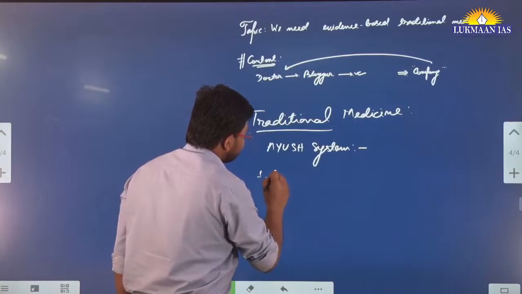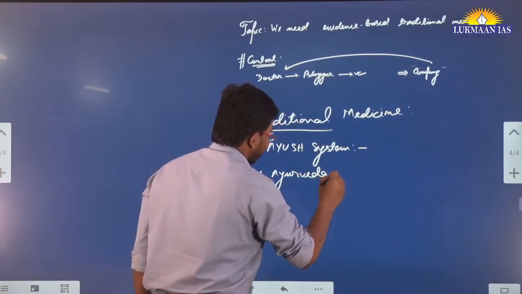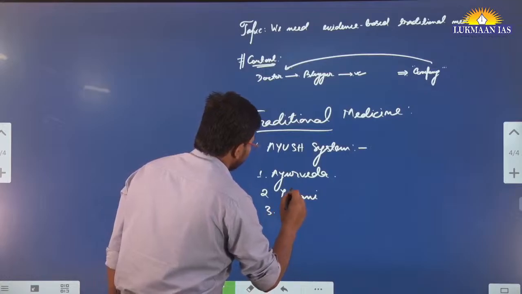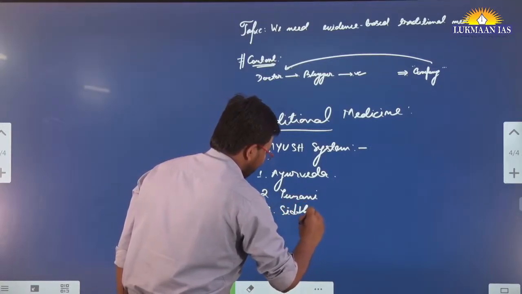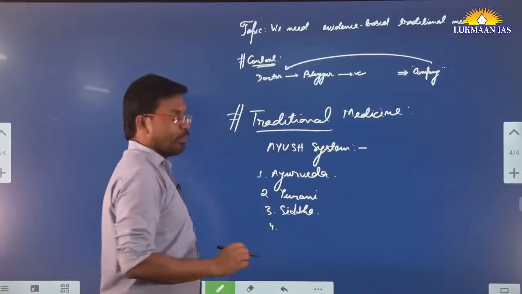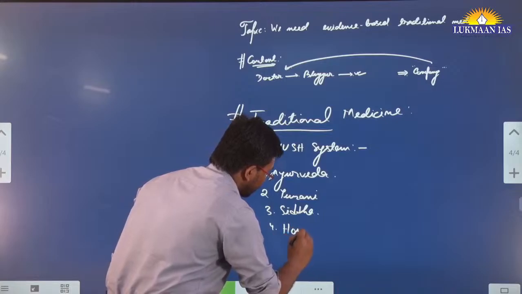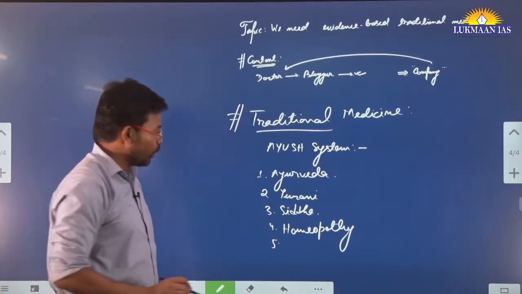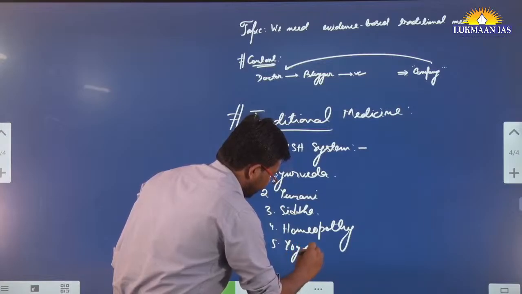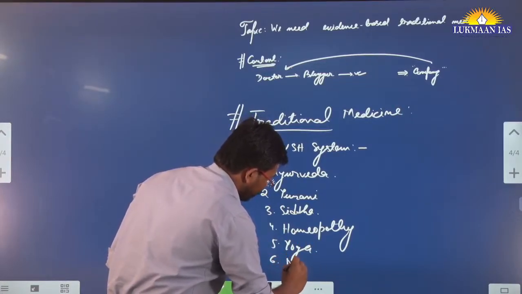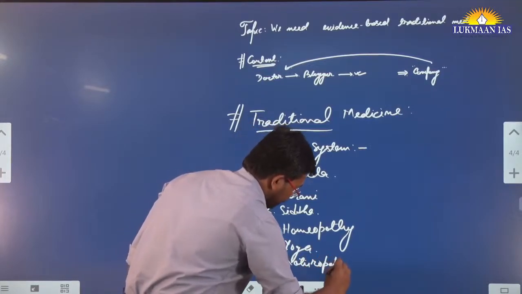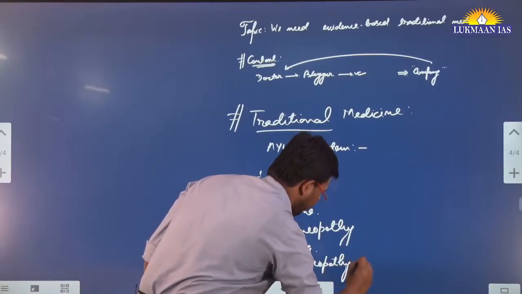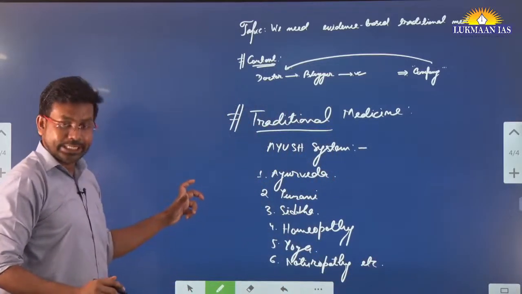For example, one of the branches is Ayurveda, then we have Unani, then Siddha, then homeopathy, and then yoga, then naturopathy, etc. So these are names of some traditional systems of medicine.